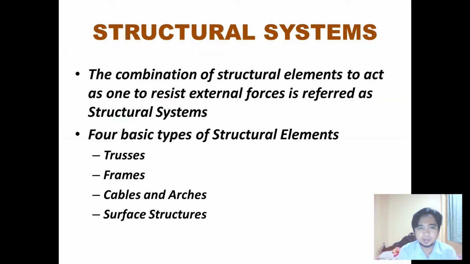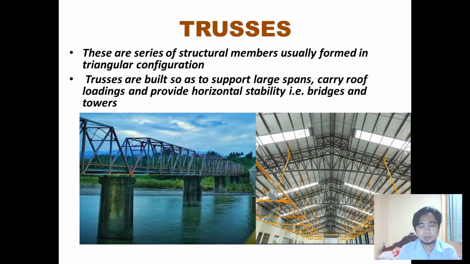Structural systems. As I have said, if there are combined structural elements, it will become a structure or structural systems. We have trusses, frames, cables and arcs, and surface structures. So trusses are a series of structural members usually formed in triangular configuration. Trusses are built so as to support large spans, carry roof loadings, and provide horizontal stability like bridges and towers.